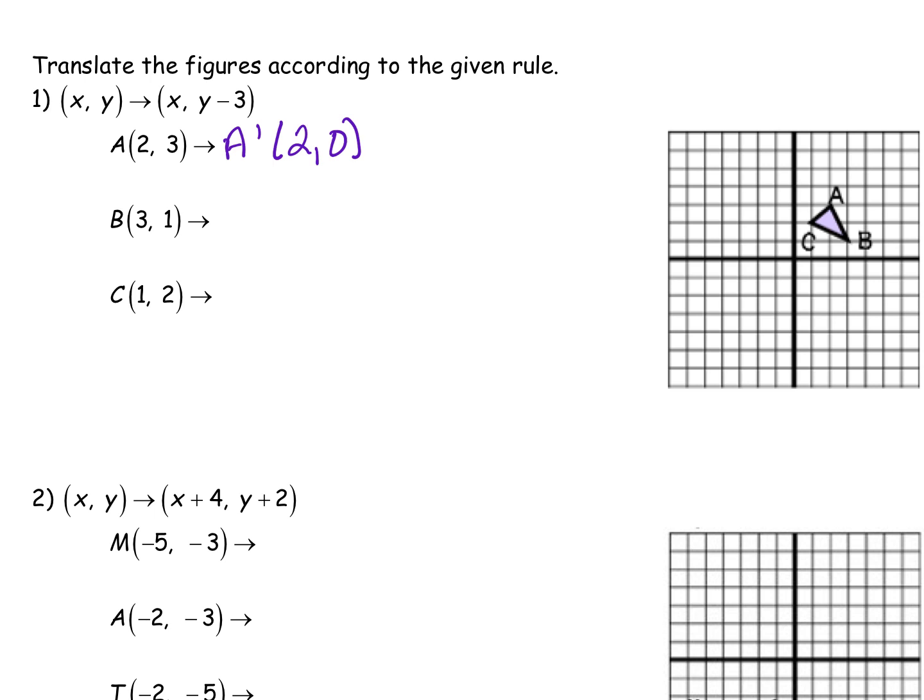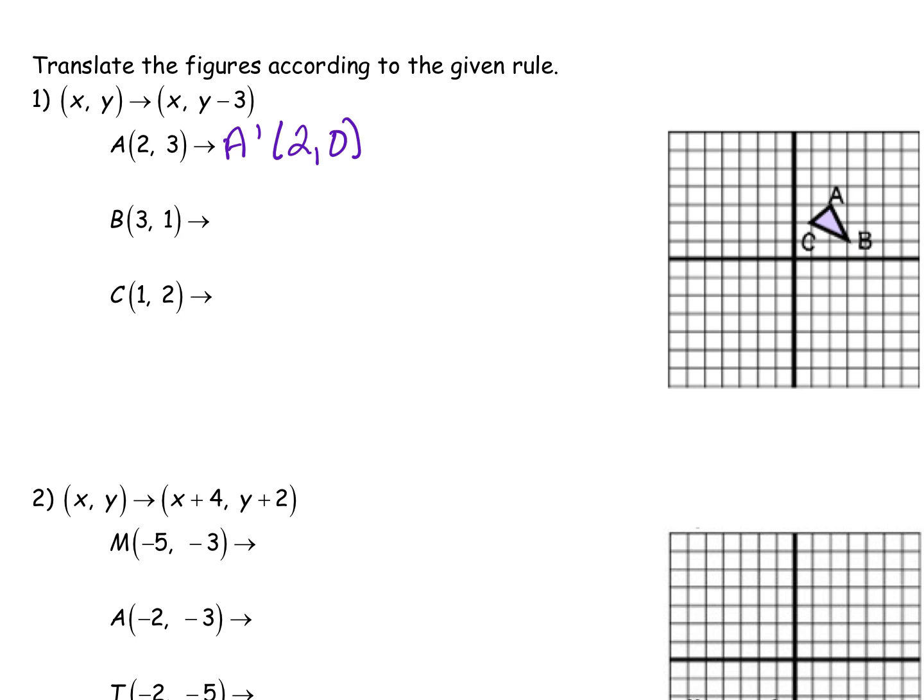I want to know that this point is still A, but it's not in the same location, so I have to call it something else. So I'm going to call it A prime. Does that make sense? Okay. All right, so we're going to do the same thing to B and the same thing to C.